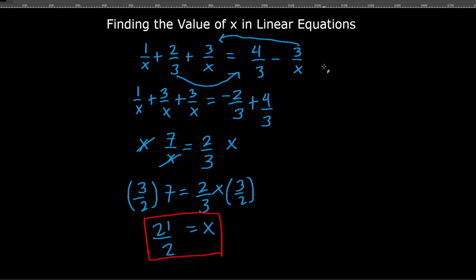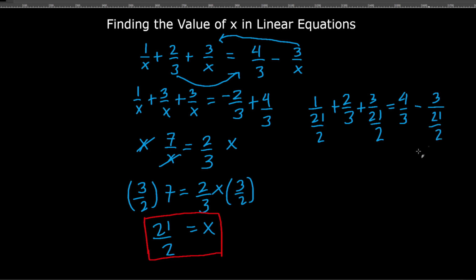So, gawin natin is, itong 1 over x, papalitan natin siya ng 1 over 21 over 2. So, okay. 1 over 21 over 2. Kasi siya na yung x. Ito naman, 2/3. And then, dito sa 3 over x, magiging 3 over 21 over 2. And then, 4 over 3 minus 3 over yung value ng x, which is 21 over 2. So, medyo complicated lang tignan, pero pwede pa natin tong mas simplify.